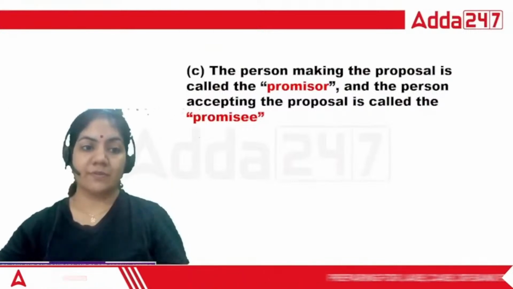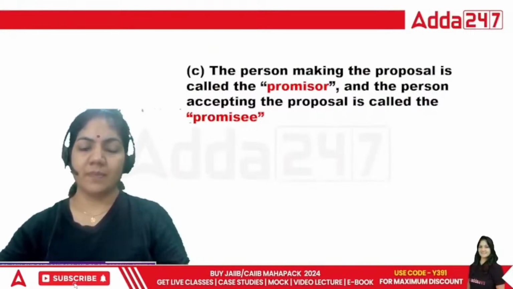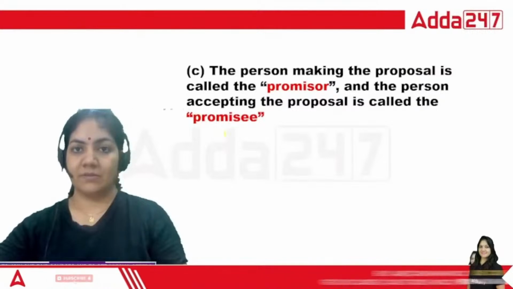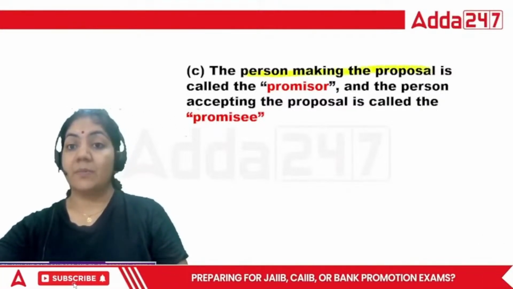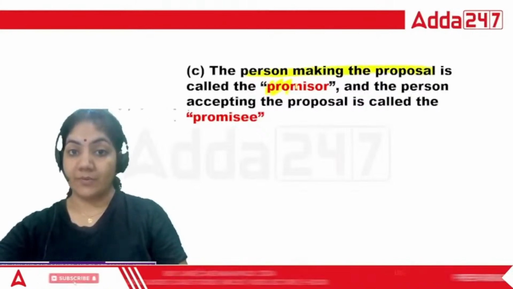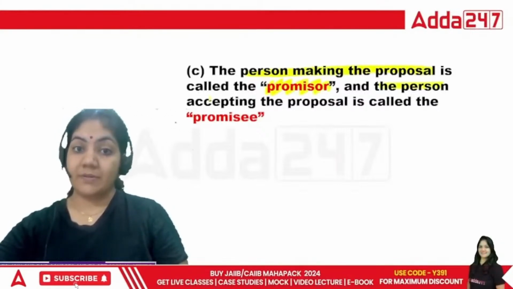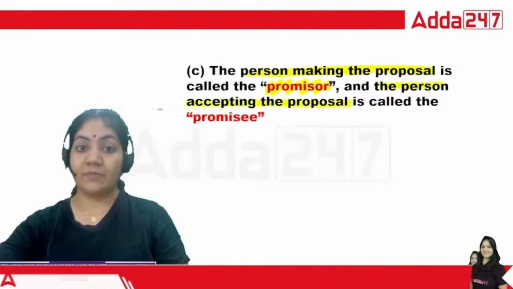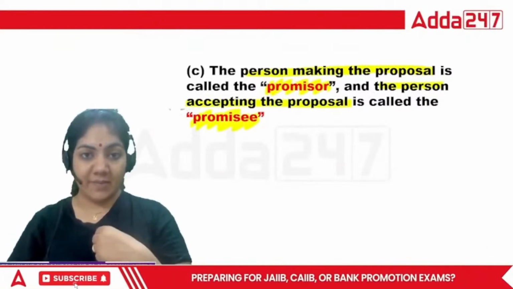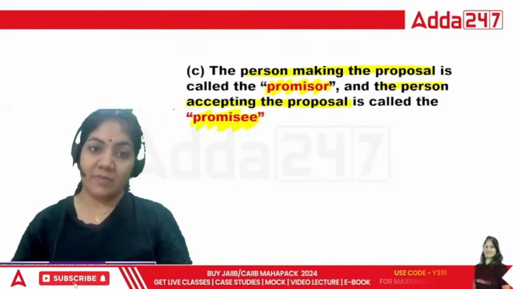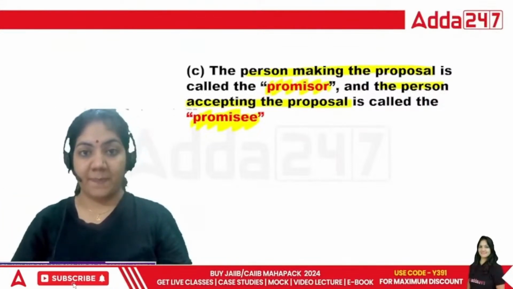What is promisor? That is so simple. Nikita ma'am is offering to sell her car. So the person making the proposal is called promisor. The person accepting the proposal is called promisee. See, so Nikita ma'am is the promisor and the opposite party is called promisee. Done?